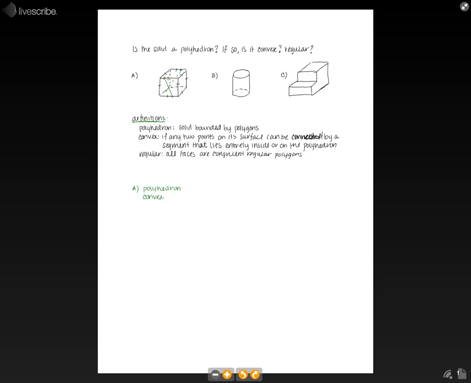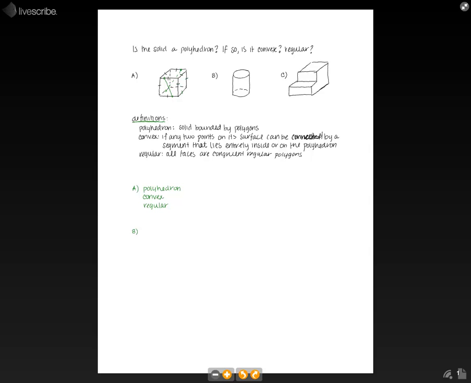Alright, and the third question is it regular? So that says that all faces are congruent regular polygons. So we can see these tick marks right here indicate congruence of these sides. So we can see that all the faces are squares. So that makes this a regular polyhedron.